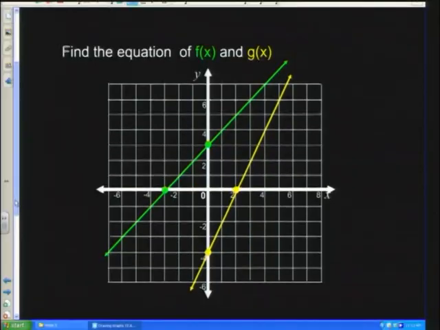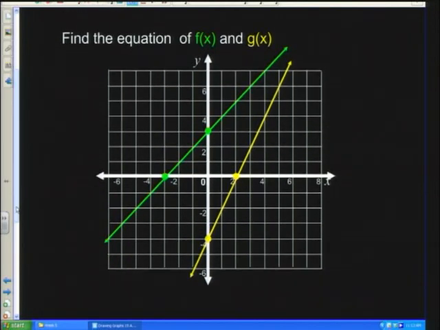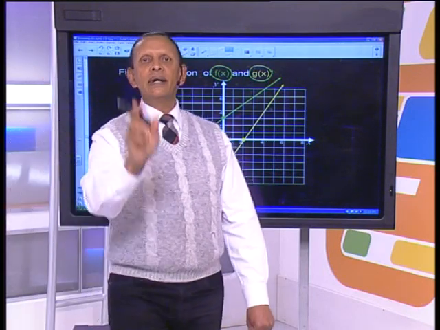Activity. Now, I want you to do exactly the same. You must find the equations of the green graph and the yellow graph. I need you to try this for us. So I'm going to give you again a few minutes, starting now.